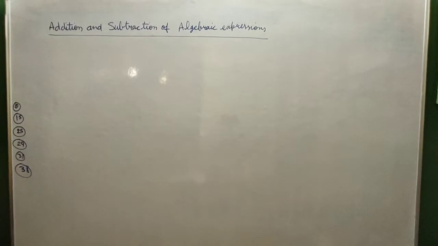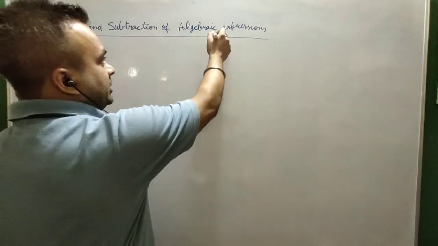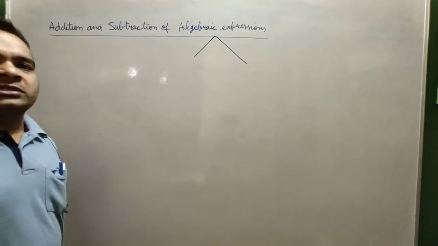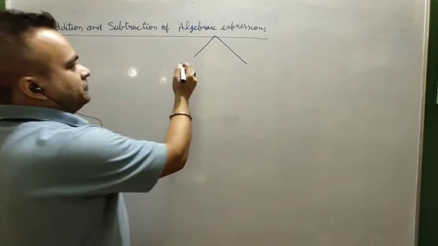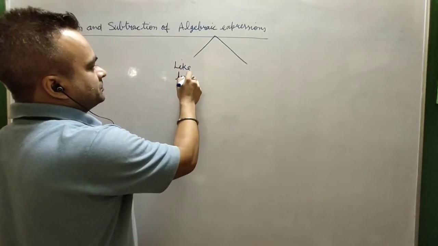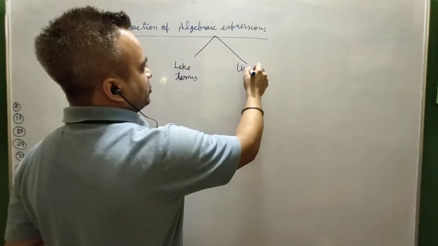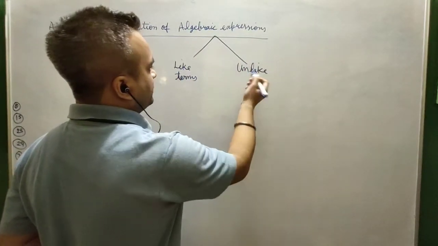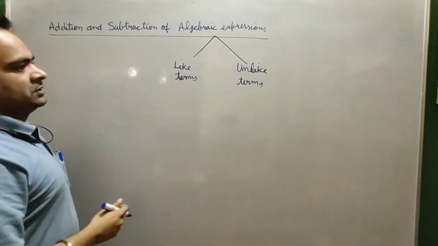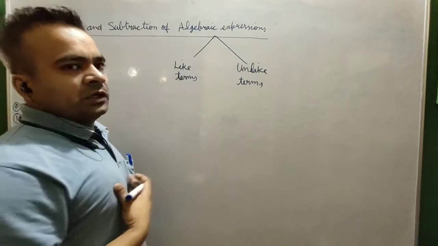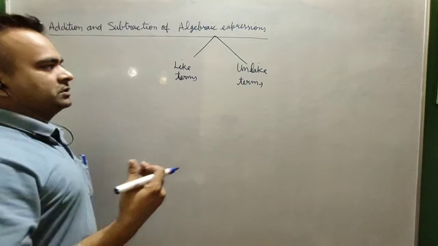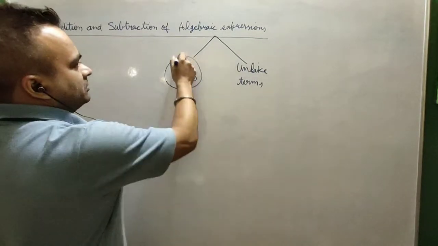So before entering into this, we will try to understand which types of expressions we can see while we are subtracting and adding. If you see, there are two types of expression we generally see: like terms and unlike terms, because each expression is made up of like or unlike terms, or maybe sometimes there is only one term. So if there are more than one term, then we can say that it is divided into like or unlike terms. So what is a like term and what is an unlike term?